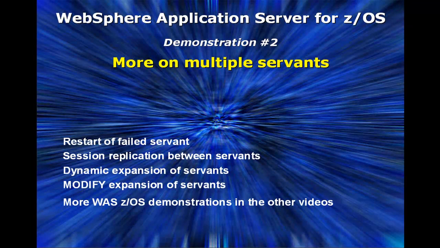And that's the end of this video demonstration on multiple servants with WebSphere zOS. In this demonstration, we looked at the restart of failed servants. We looked at session replication between servants. We took a look at dynamic expansion of servants and the use of modify to expand the number of servants. There's more on WAS zOS in the other demonstration videos.